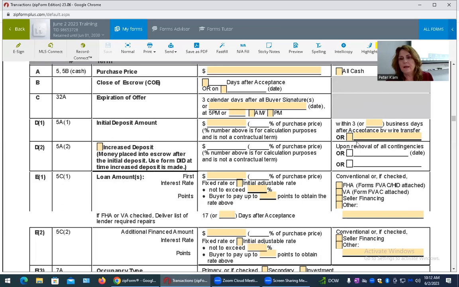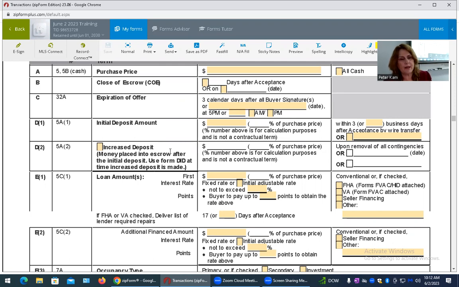Okay. And then you can insert a different method, but remember the escrow can say, hey, we don't take a personal check, or we're not going to take a cashier's check. We want a wire. So escrow can accept that method or not. So just bear that in mind. Normally you're going to wire.